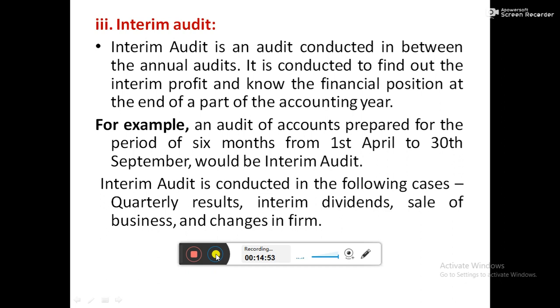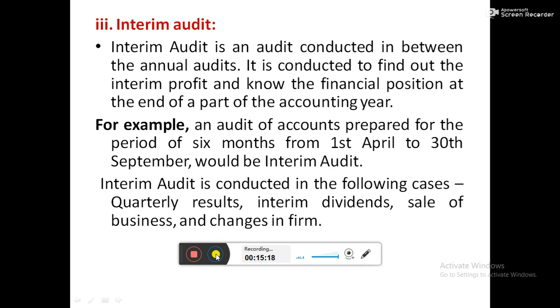once in 6 months, or after the end of the 6th month, if the business organization wants to know the profit, then interim audit can be conducted. For example, an audit of accounts prepared for the period of 6 months from 1st April to 30th September would be an example of interim audit.